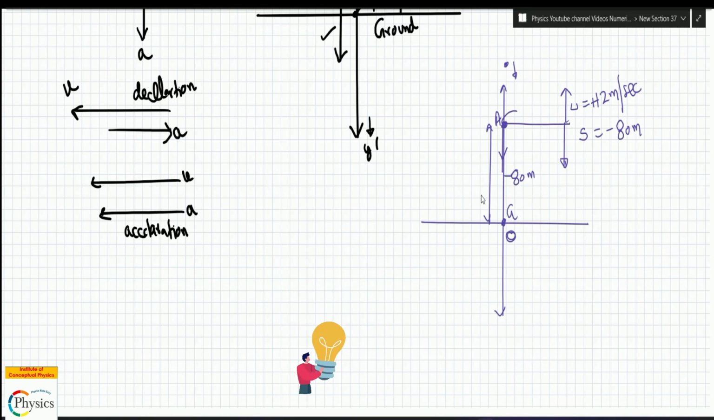So let me just put it mathematically. Your initial velocity is upward. So this is plus 12 meters per second.